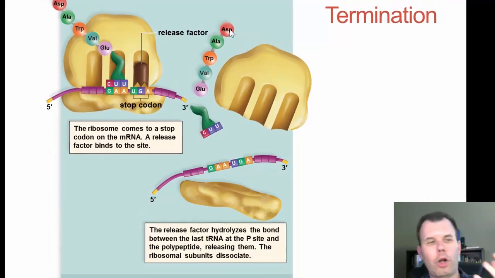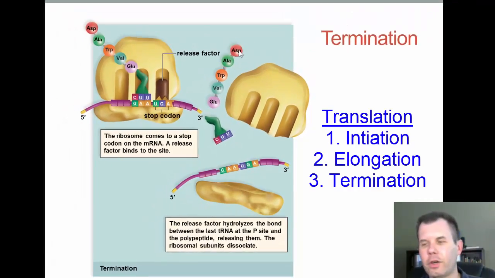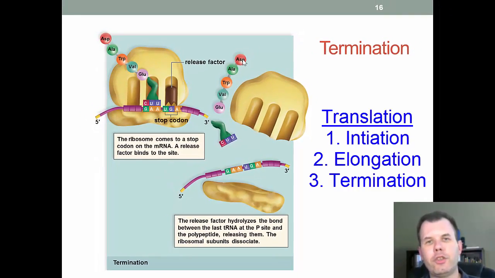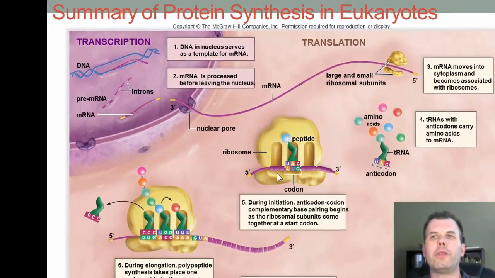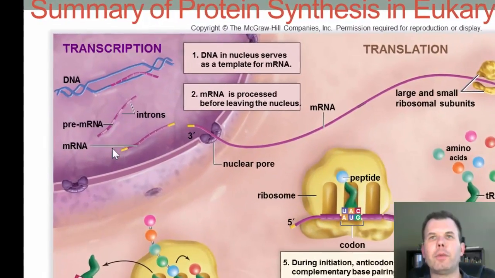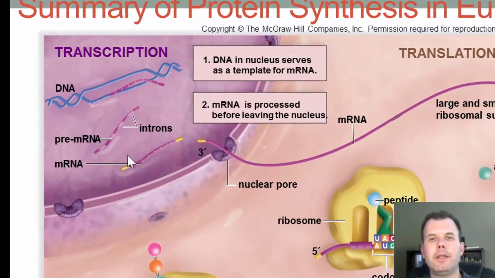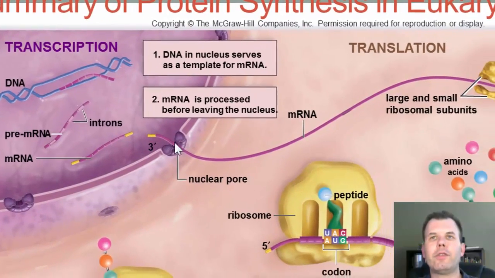And so you can put all three of these processes together, and all of these are called translation. You start with initiation, which is the start, then elongation, and then termination, which finishes the process. And this next slide just shows you the whole process from transcription all the way through the end of translation. So if you remember transcription, we did that in the DNA. We made the copy, in the nucleus. You made the copy, you processed it, and you made the mRNA.